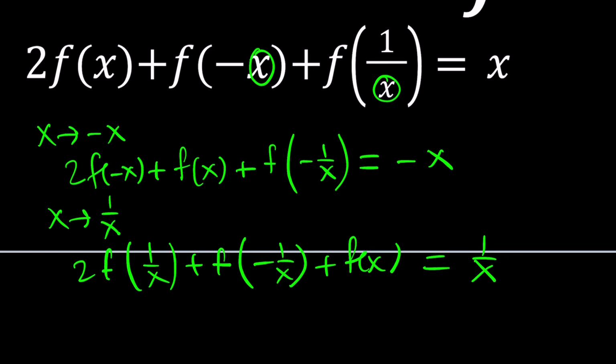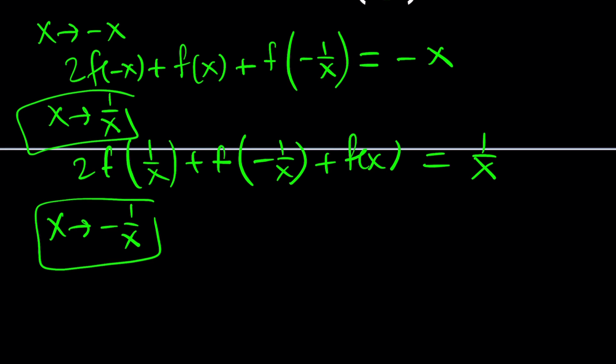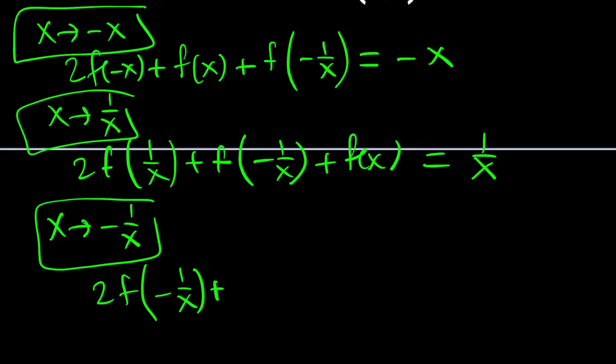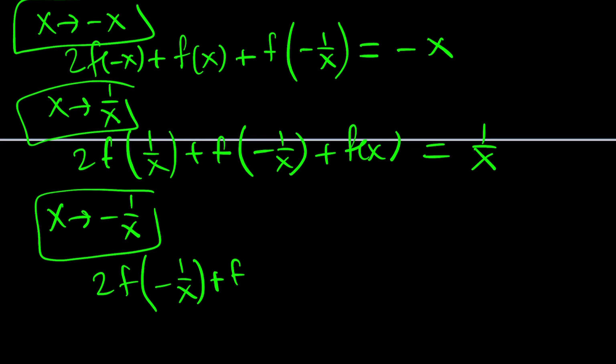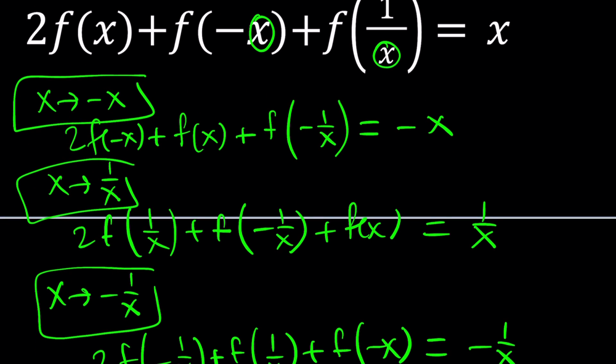So it looks like we have 4 variables, but 3 equations. So we need a 4th equation, which we can come up with if we replace x with negative 1 over x. The only thing we haven't done so far, right? If we do that, we'll get 2f of negative 1 over x plus f of negative x plus f of 1 over x equals negative 1 over x. So now notice that we have 4 equations and 4 unknowns. We should be able to solve for this, right?